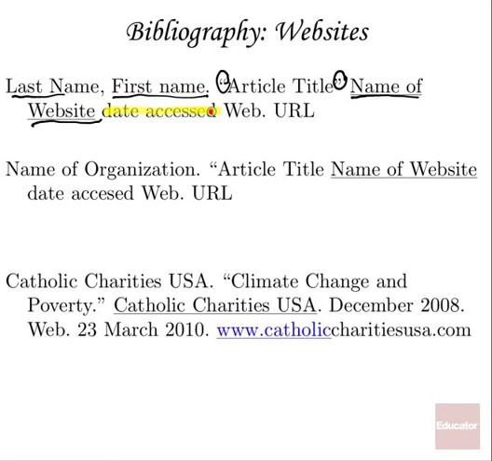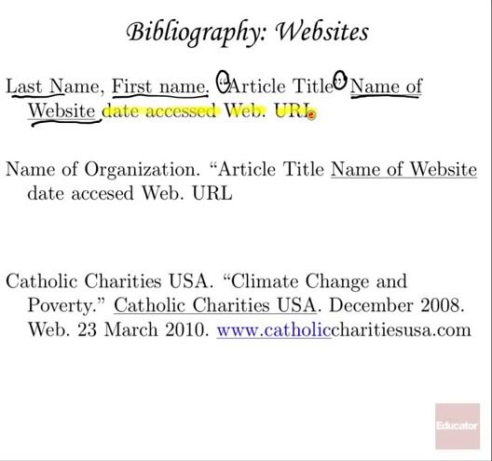Now, why do you think that might be? Well, websites, unlike books and magazines and other print media, tend to change a lot. So I want to know, did I access this at a particular date? That way, if the reader comes back and the information there looks different than what you cited, they'll know, well, it's just changed since the date it was accessed. Put "web" to indicate that this is a website. And finally, make sure you add the URL. The URL is just the website address. You can copy and paste that from your browser. That's the best way to do it.